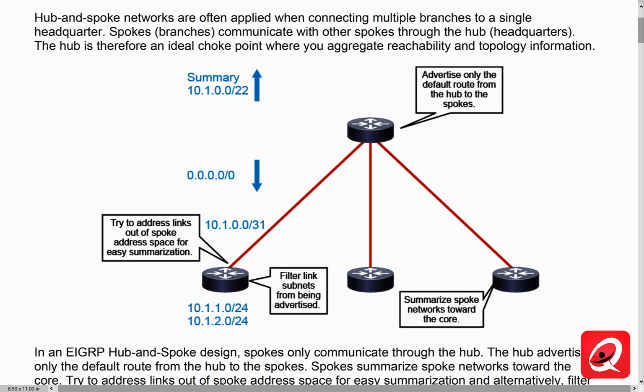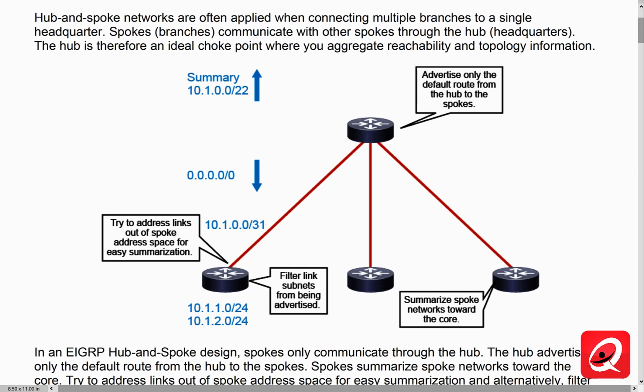Again, this is a scenario in which we would have multiple spoke routers that are connected to the hub, and the only way that those spoke routers communicate with each other, physically and logically, is through the hub. That's a traditional hub and spoke design.